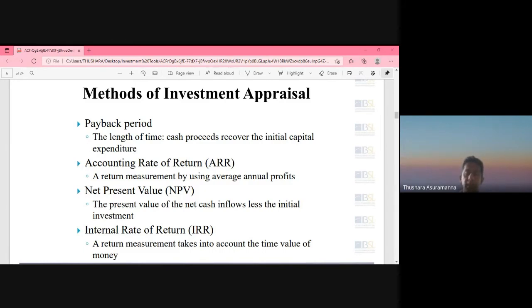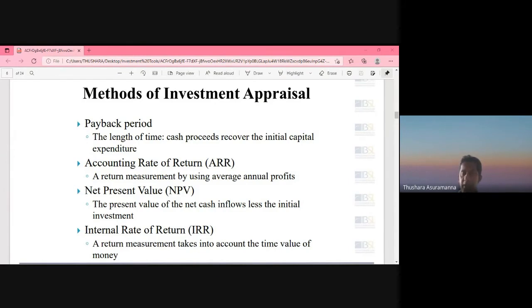Or you may invest in a stock market, on fundamentally strong shares, and we can get a dividend income, and we can get the capital gain after 5-6 years based on the trend. So like that, there may be a couple of investment plans in front of you.